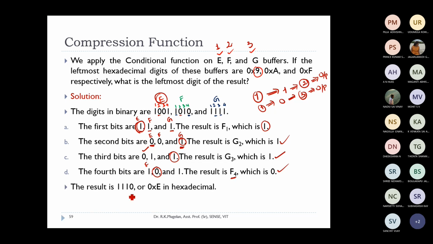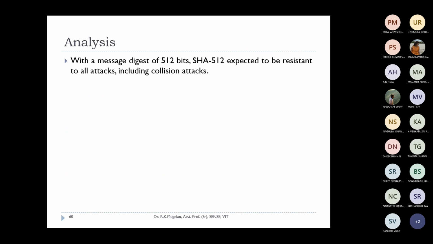You'll be getting 1110, and this is the N7. Right. So if you analyze SHA-512, it is expected to be resistant to all attacks, including collision attacks. Till date, SHA-512 is found to be more robust. So that's why after 94 or 96, I think, they didn't modify SHA-512. We still are using SHA-512.